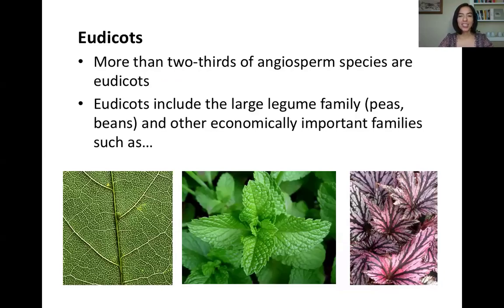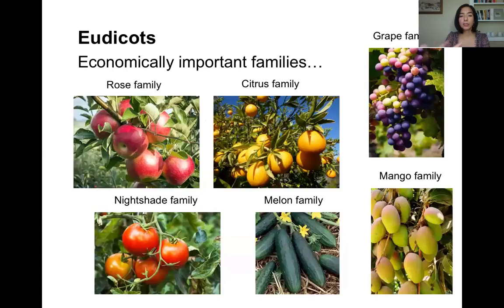Eudicots have net-like venation, and it includes members of the legume family, such as the peas or beans, and these families are economically important. More than 2/3 of angiosperm species belong to the eudicots, so it's very diverse. Some of the economically important families are the rose family, the citrus, grapes, mangoes, the melon family, all of the zucchinis, the cucumbers, melon, watermelon, all of these species belong to this family. The nightshade family, which has tomatoes, potatoes, and other very important products that we eat, belong to that family.